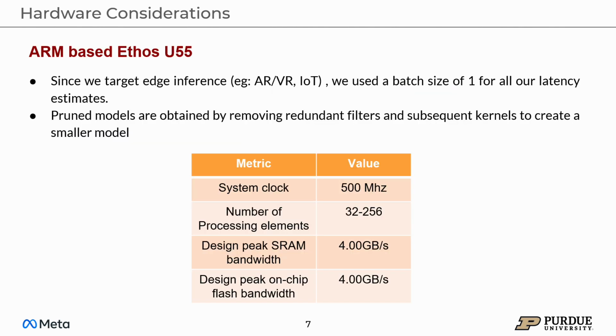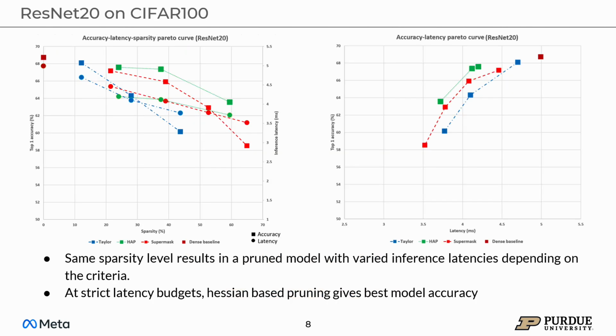Since we target edge inference, we deployed our models on the ARM-based Ethos U55, and we use a batch size of 1 for our latency estimates. The pruned models are obtained by actually removing the useless filters and the subsequent kernels to create a smaller model. And these are some of the system parameters we assumed.